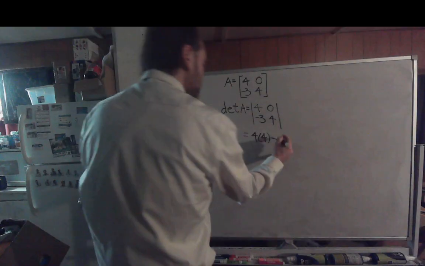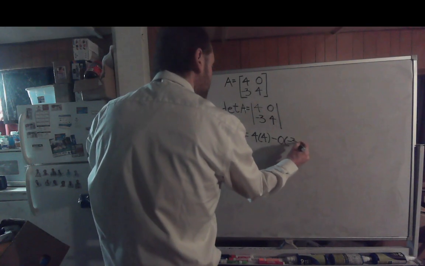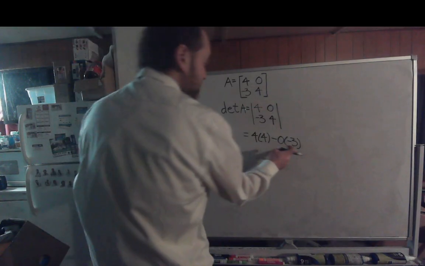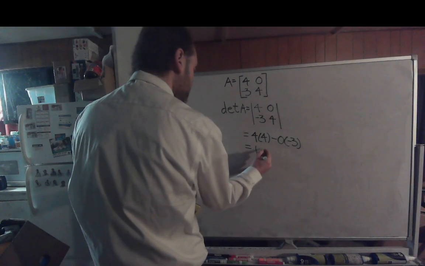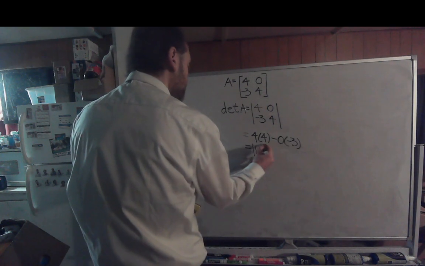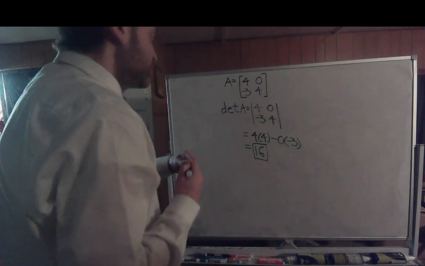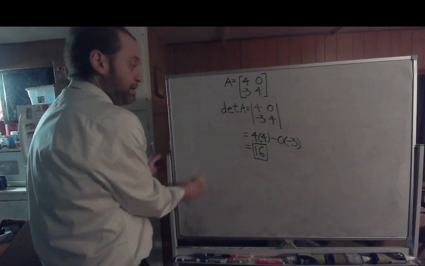minus that 0 times -3. Well, 0 times -3 goes to 0, so all we have to deal with is 4 times 4. That will give you 16. So the determinant of this matrix would in fact be 16.